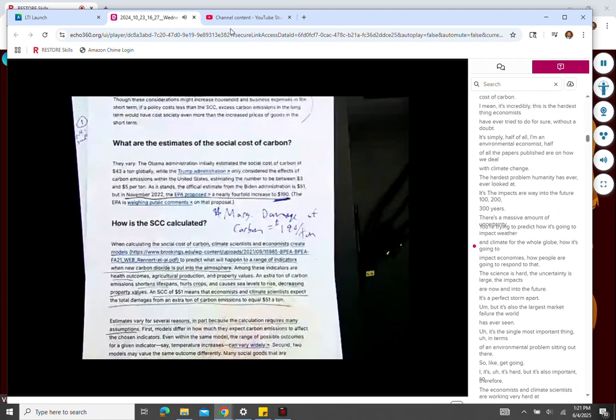The impacts are way into the future, 100, 200, 300 years. There's a massive amount of uncertainty. You're trying to predict how it's going to impact weather and climate for the whole globe, how it's going to impact economies, how people are going to respond to that. The science is hard. The uncertainty is large. The impacts are now and into the future. It's a perfect storm of hard.